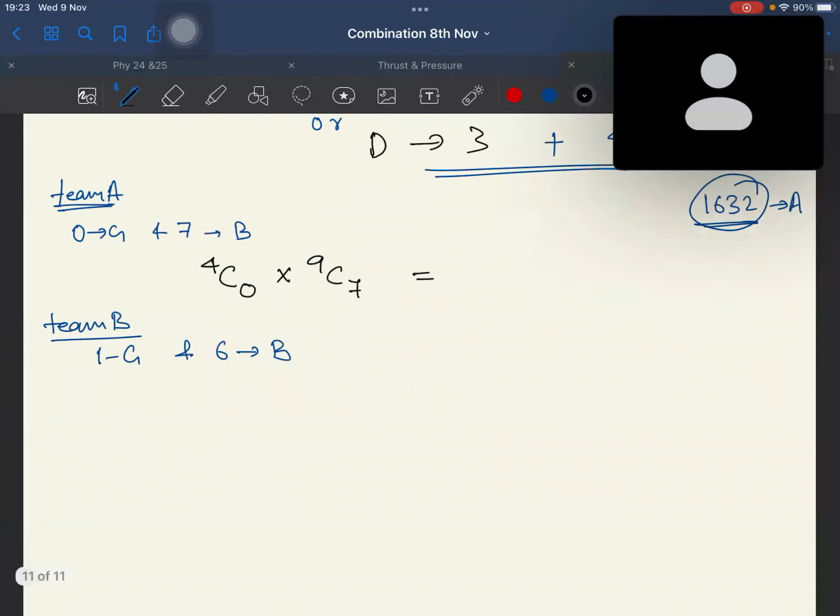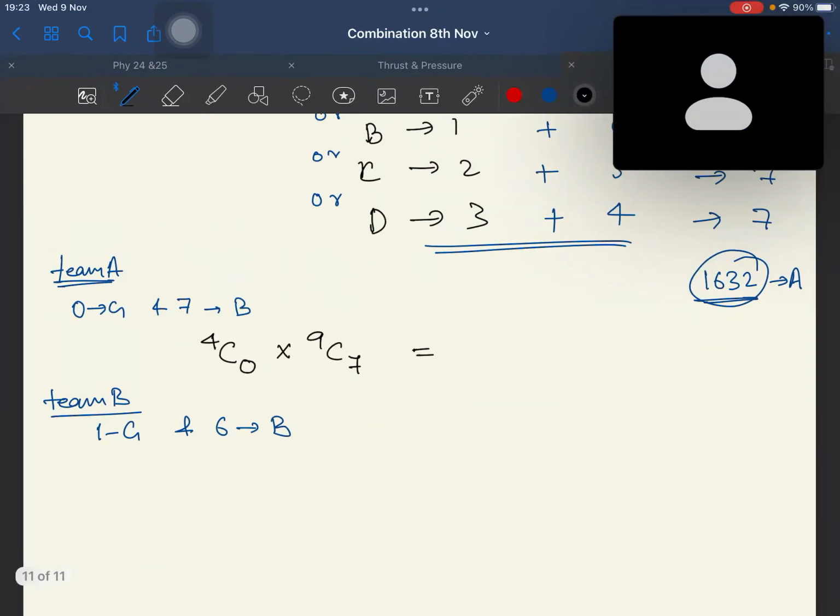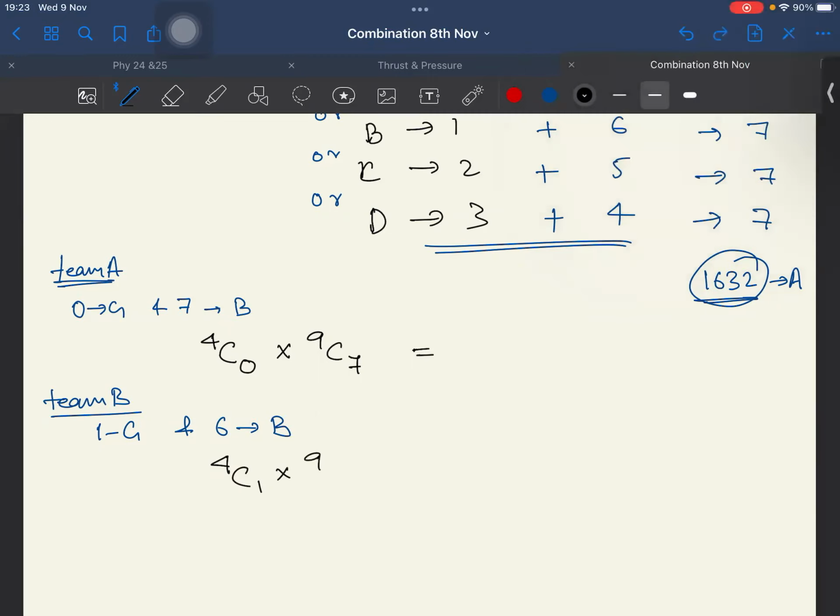Divya, you tell me. See, why are you quiet? If you haven't understood, ask me. Divya, how many ways can we select 1 girl and 6 boys? Sir, 4C1 into 9C6. Okay. Why are we doing 9C6, Divya? So there are a total of 9 boys, sir. We are selecting 6 out of them. Yes, exactly. Very good. Now team C.